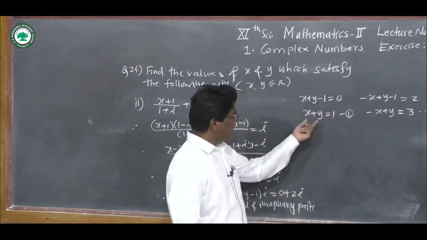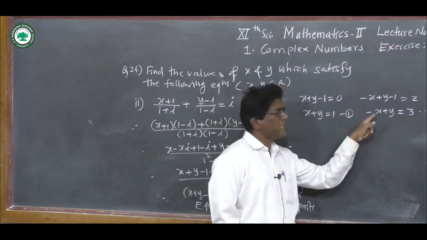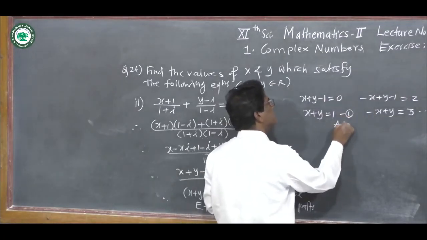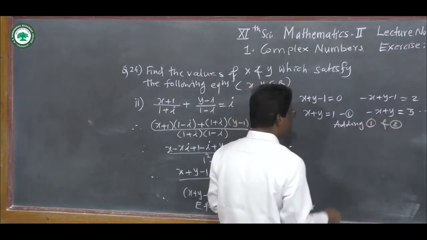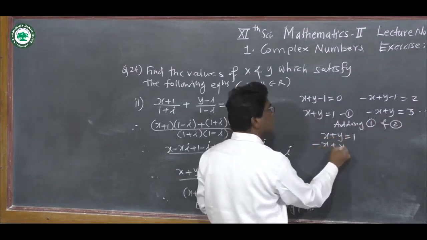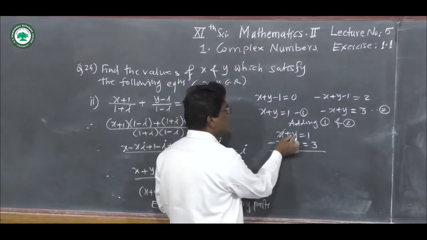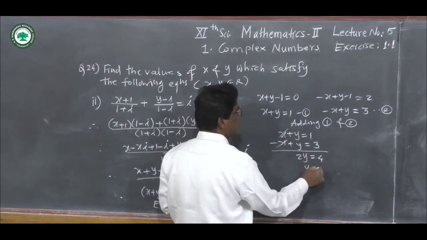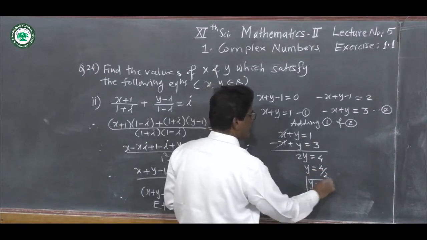Now see here, x plus y is equal to 1, minus x plus y is equal to 3. So we add equation first and second. The plus x and minus x get cancelled, plus y and y is 2y, so 2y is equal to 1 plus 3, that is 4. So y is equal to 4 upon 2, we get y as 2.